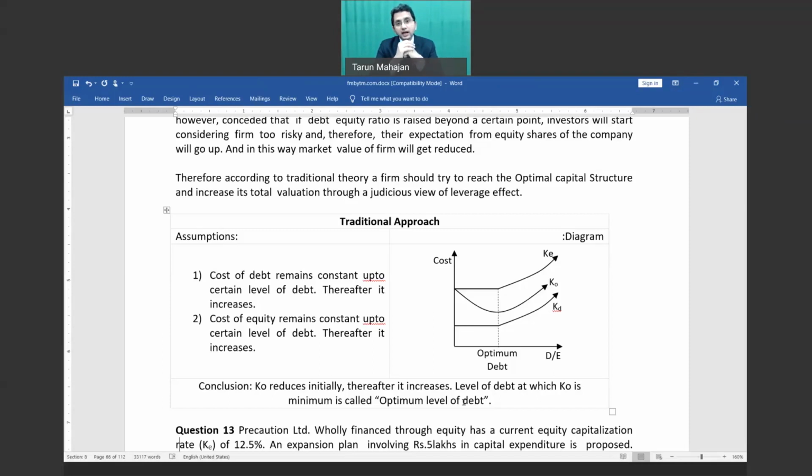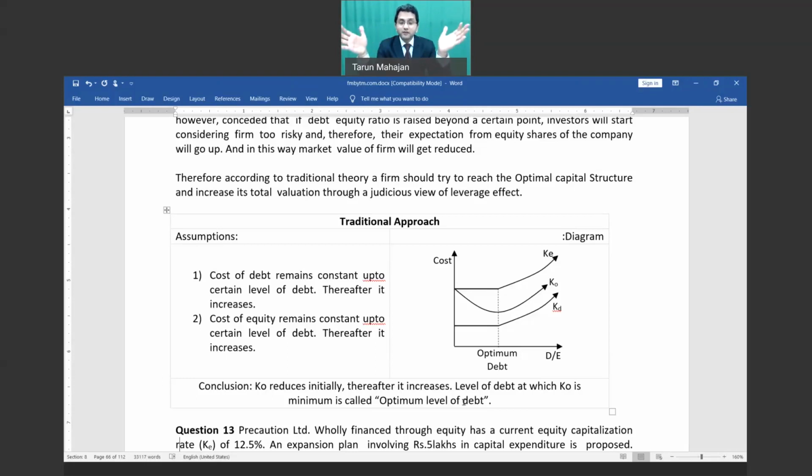NOI approach is another extreme, which says that even if you change capital structure drastically, it's not going to affect your wealth at all. These are two extremes, East and West. I'll repeat what NI approach says. With more borrowing, your wealth will increase more. NOI says that whatever amount you borrow, wealth will remain same. NI says wealth is extremely sensitive to capital structure. NOI is saying wealth is totally insensitive to capital structure.